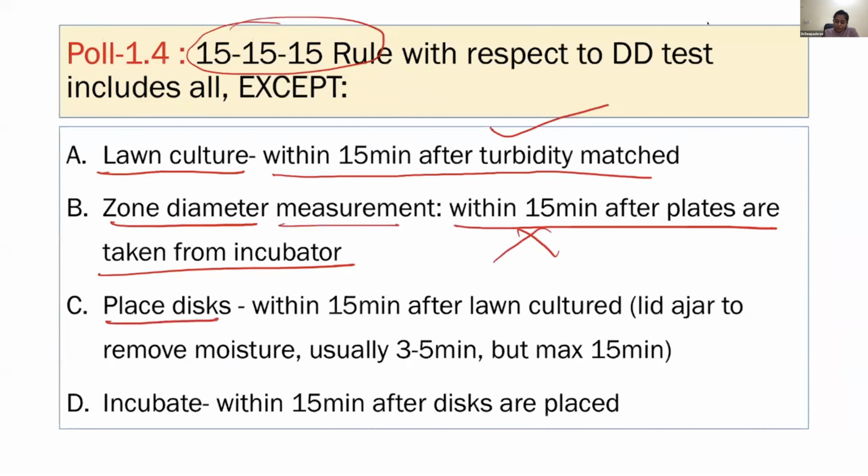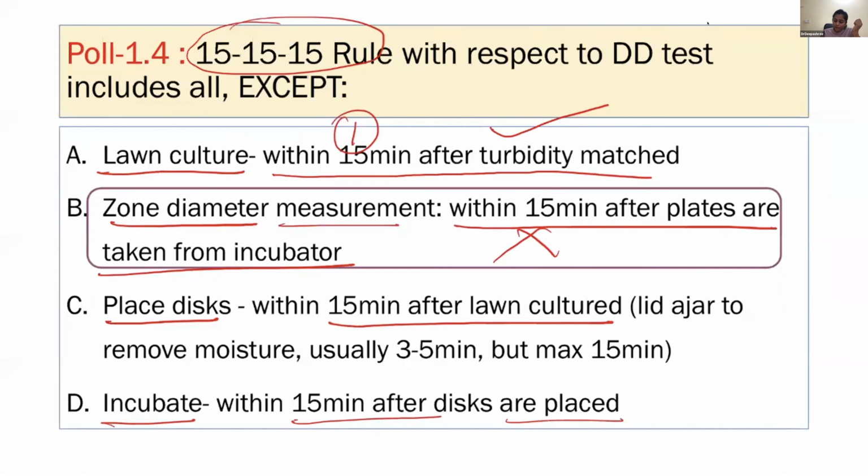For the 15-15-15 rule, first, after the turbidity is matched, you have to do lawn culture within 15 minutes. After the lawn culture, within 15 minutes the discs have to be placed, and after placing the disc, within 15 minutes the plates have to be placed in the incubator. Okay, one is you have to do lawn culture within 15 minutes of matching the turbidity. Second, after you do the lawn culture, within 15 minutes you have to place the disc, and within 15 minutes of placing the disc the plates have to go into the incubator. Okay, this is the 15-15-15 rule.